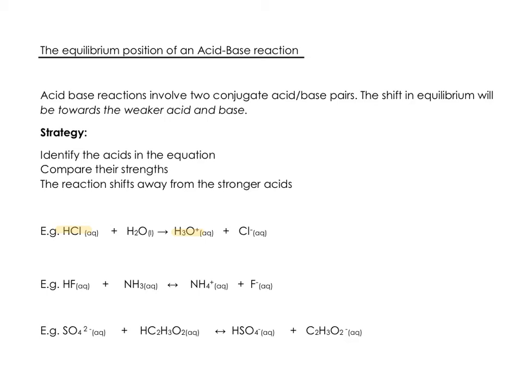Now, the hydrochloric acid is stronger than the hydronium ion, so there will be a shift towards the right. And we know this because it's a single arrow. So it will shift away from the strong acid towards the weaker acid. All right, example number 2.